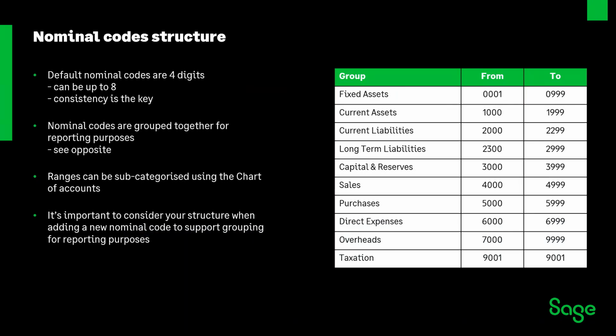Now, in the middle of that, you've got one of the newer ranges that has been included, and it's for taxation. By default, taxation has one nominal code set up for it. You can set up additional ones if you need to, but by default, it would just be 9001, which is used. So if you need to set up a new nominal code, and it's a sales nominal code, you would think it needs to go in the 4,000 range. By default, your nominal codes, the default list, are made up of 4-digit nominal codes. You can use up to 8, but consistency is the key.